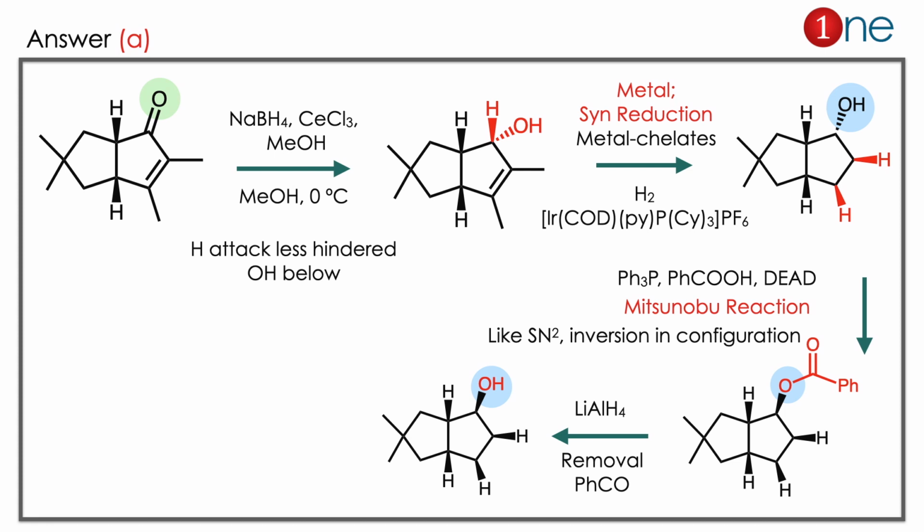Then you are using the metal for the reduction. So syn reduction obviously happens. Because the metal has chelating property, reduction is always syn there. So syn hydrogen is added there.